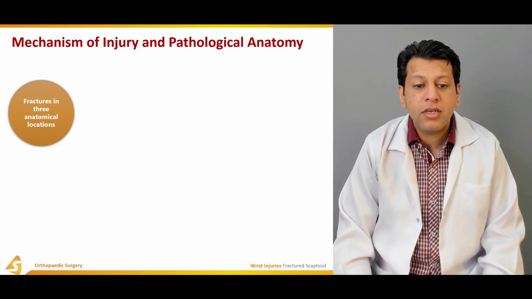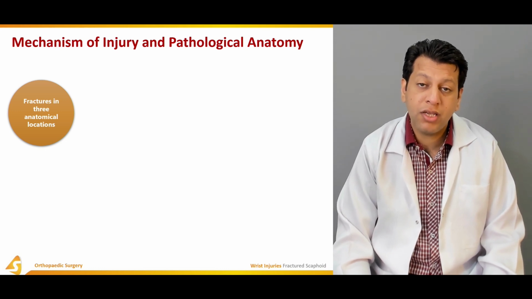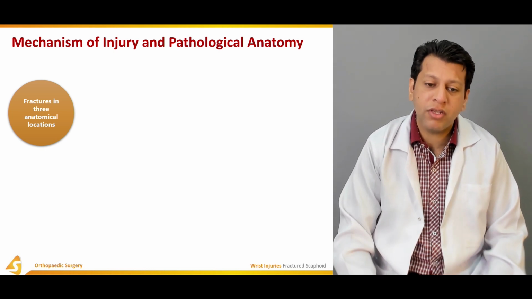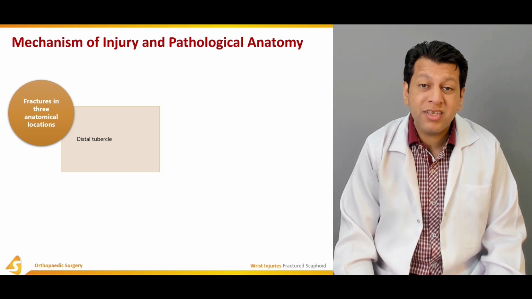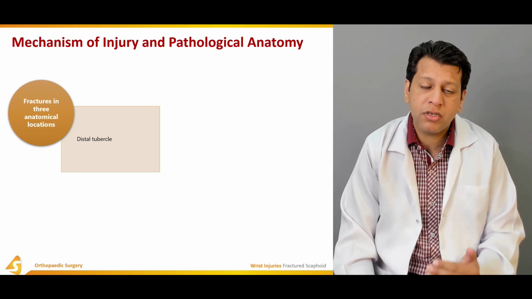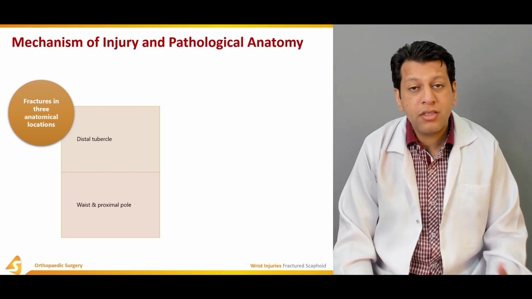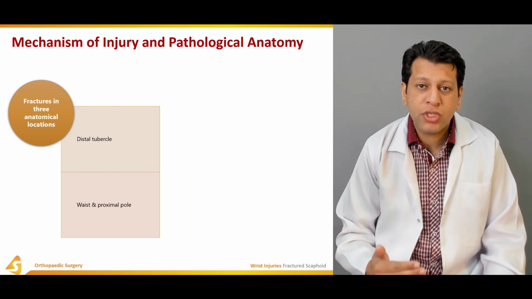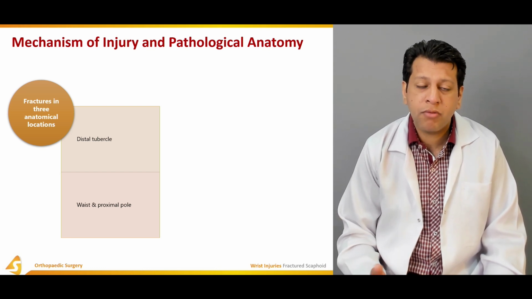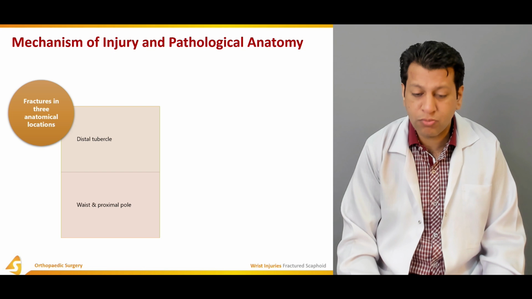Now the fractures occur in three anatomical locations, which is important. As you know, the scaphoid is lying obliquely, so it has a dorsal pole, which lies over the dorsal surface, a proximal pole, and a waist. The main arterial supply to the scaphoid comes from the distal tubercle, then goes retrograde towards the waist and the proximal pole. So the waist and proximal pole do not have a blood supply of their own, and that is a very important concept because when we are discussing the avascular necrosis of the scaphoid, this concept comes into play.